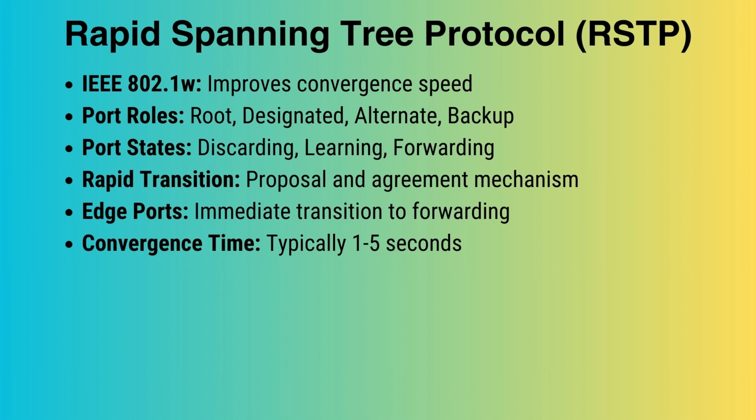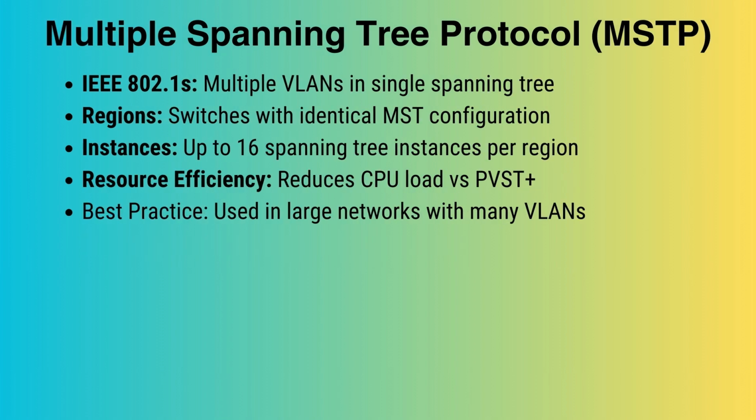Discarding replaces the blocking state from STP and ensures no frames are forwarded, preventing loops. Learning and forwarding states function similarly to those in STP. RSTP uses a proposal and agreement mechanism to quickly transition ports to the forwarding state. Edge ports in RSTP immediately transition to forwarding, reducing the delay typically associated with STP. By implementing RSTP, networks benefit from quicker recovery from changes and improved overall performance. Now let's explore Multiple Spanning Tree Protocol, MSTP, and how it further optimizes network performance.